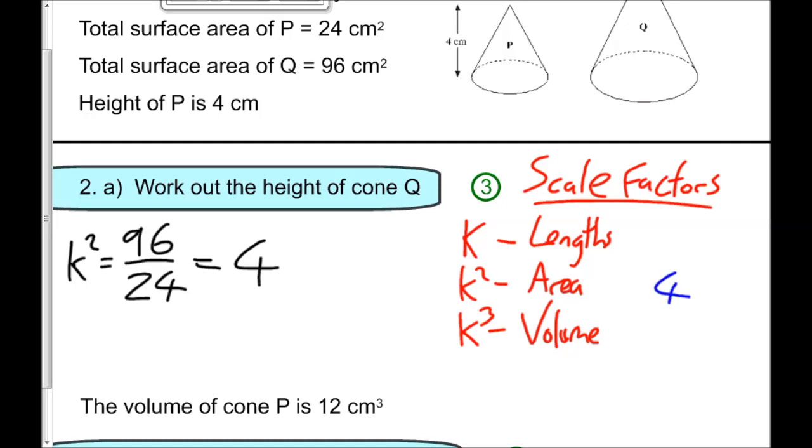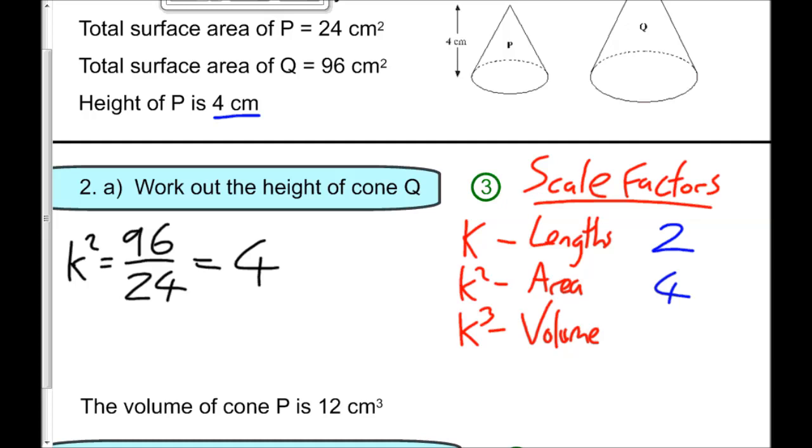There were 3 marks for this question, with 1 mark available for getting that K squared equals 4. Now, a lot of people tripped up. What they did was they times the 4 centimeters, the height of P, by the 4. But remember, that's if you wanted the area. What you now want is a length. The height is a length. So to get to K, we're going to do the square root of 4. Square root of 4, nice and simple, gives us 2. So for lengths, the scale factor is 2.